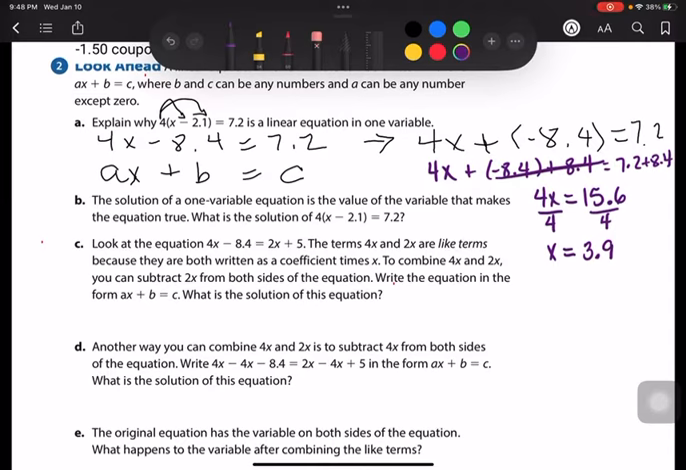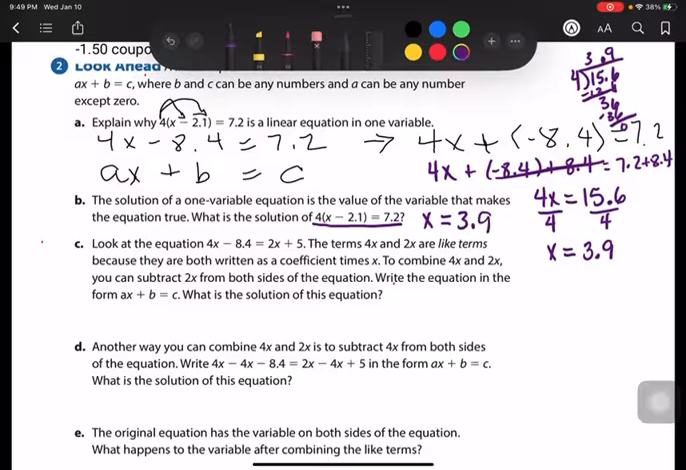But you can work it out on paper, because basically you're doing 4 divided into 15 is 3. Bring up your decimal and then you divide. That's 3, 12, subtract. And then 4 goes into 36 9 times without a remainder. All right, so what is the solution to this equation? 4 times the quantity x minus 8.4 equals 7.2. So the solution is x equals 3.9.